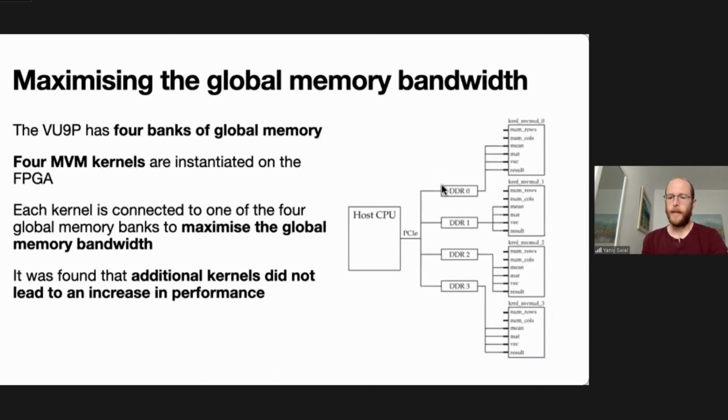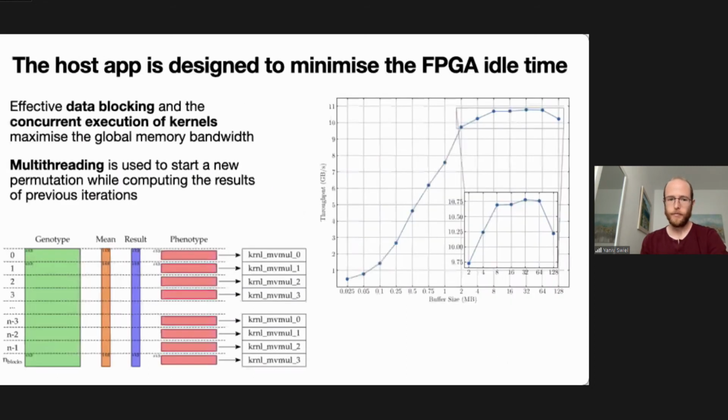The VU9P has 4 banks of global memory, so I instantiated 4 identical MVM kernels on the FPGA and connected each kernel to one of the 4 memory banks to maximize the global memory bandwidth. I also found that additional kernels did not lead to an increase in performance.